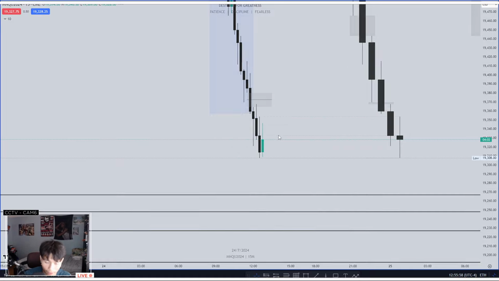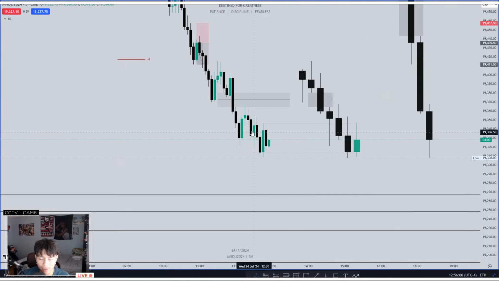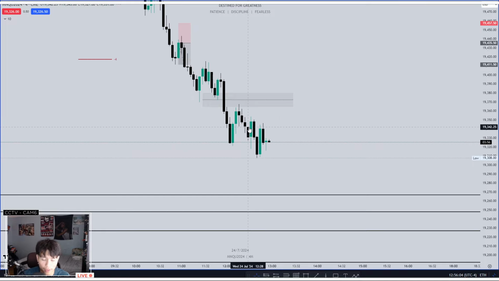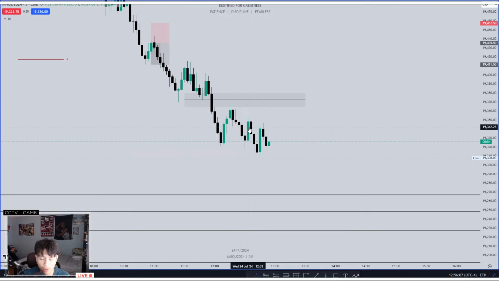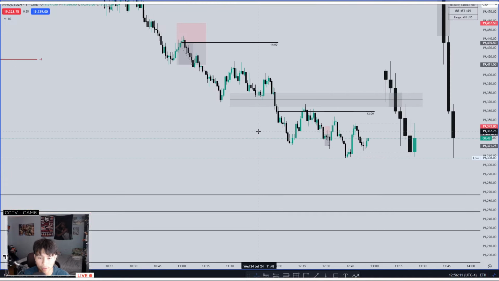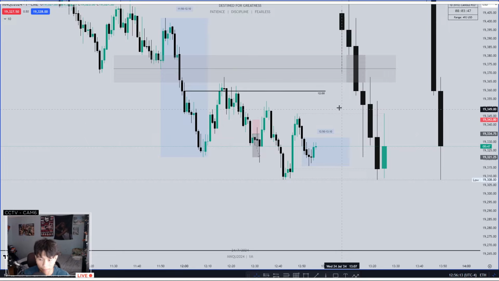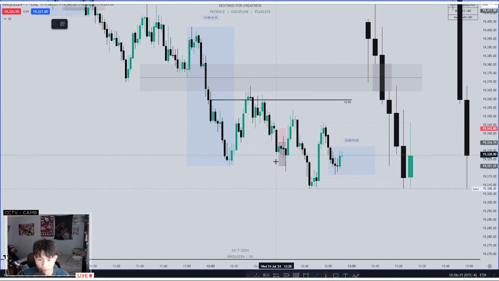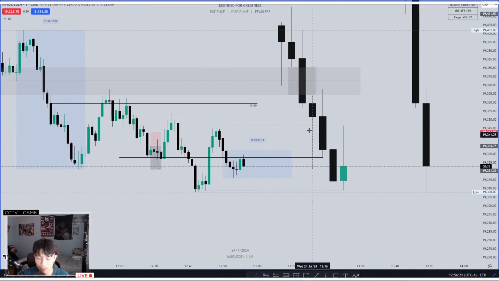On the 5-minute time frame, we don't necessarily have a fair value gap to enter off of. The 4-minute doesn't have one either. 3-minute, no. 2-minute, no. But on the 1-minute, yes. So this is that 15-minute low right here. Notice how it lines up to this 15. So this is the 15-minute time frame.